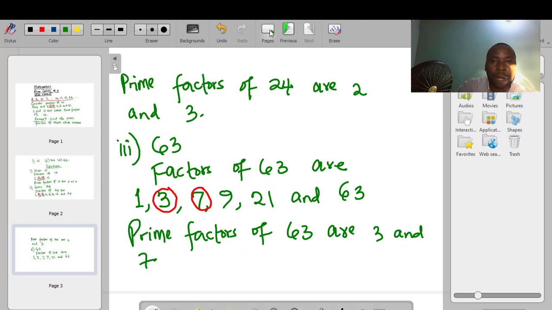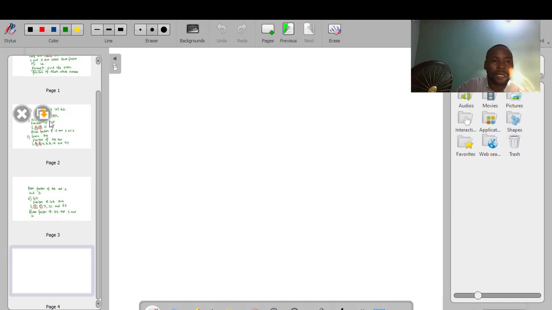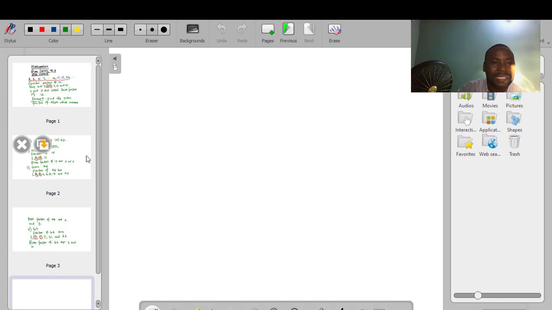One good thing about prime factors is that, and that is going to be in the next video. In the next video, I'm going to show you that every number, you can write it as a product of its prime factors. That is, you can express every number as only its prime factors multiplying themselves to produce that number. So make sure you watch the next video so that you will see how we can express a number as a product of its prime factors.